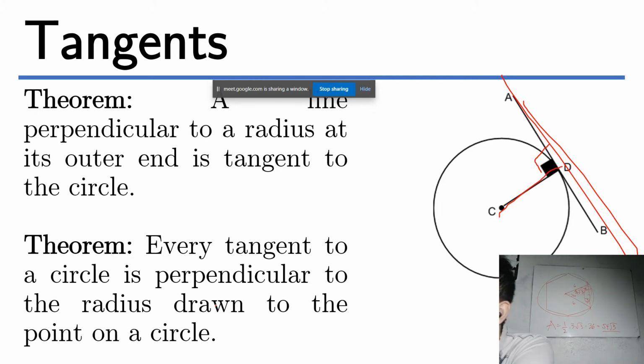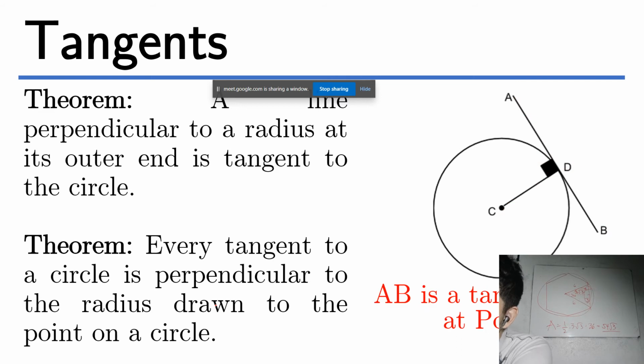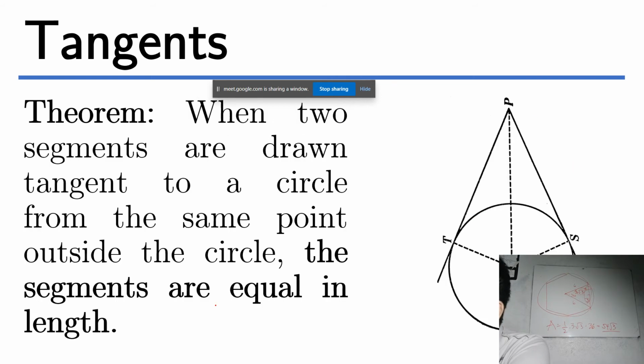Then, next, every tangent to a circle is perpendicular to the radius drawn to the point on a circle. So, binaliktad lang natin. Pag may tangent sa circle, sinabi natin tangent, then we're sure na perpendicular yung radius doon. Okay? AB is a tangent to CD at point D.